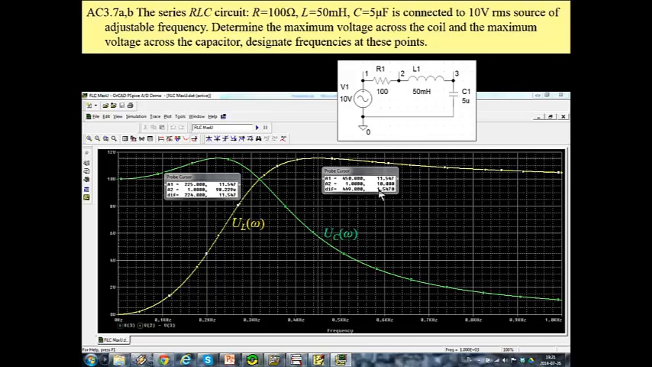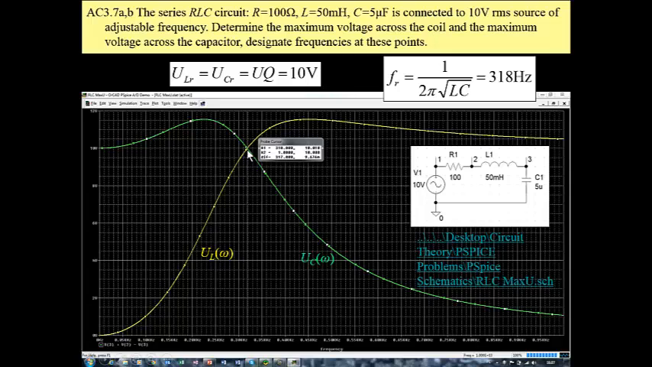We may check whether at the resonant frequency a value of both voltages is the same, and it is a product of U and Q. U is 10, Q is 1, which means these values are the same, 10 volt, and it is exactly here 10 volt for the resonant frequency of 318 Hertz.